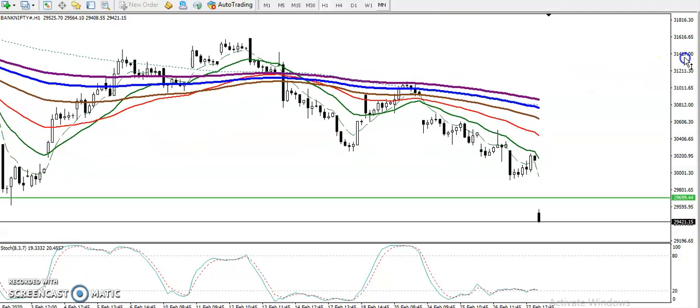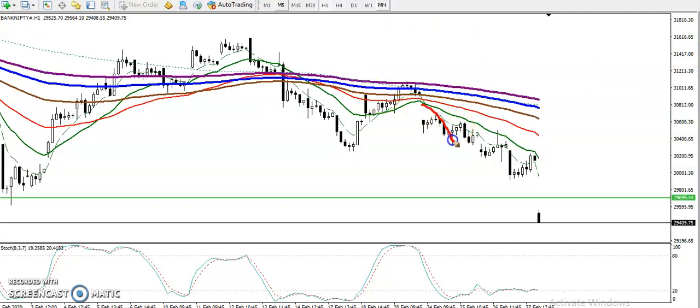In the H1 chart we have seen price was respecting moving average 20. Price created a new low, again retraced toward moving average 20, again created a new low and retraced toward moving average 20, again price created a new low and retraced toward moving average 20. And today you can see price has opened a gap down.